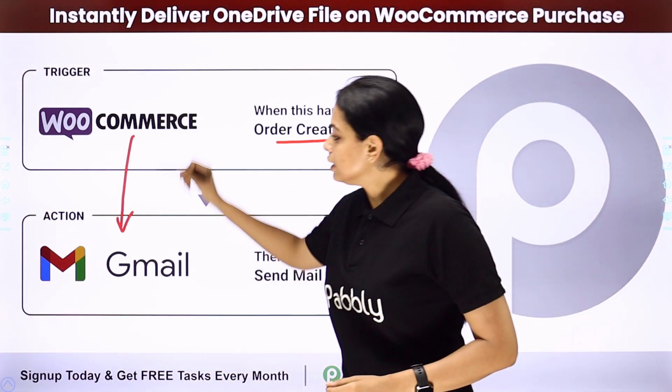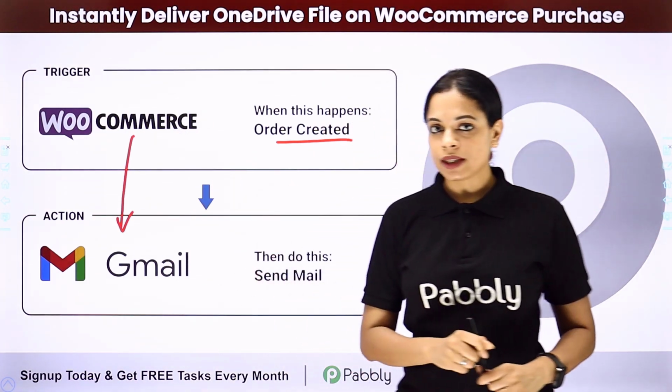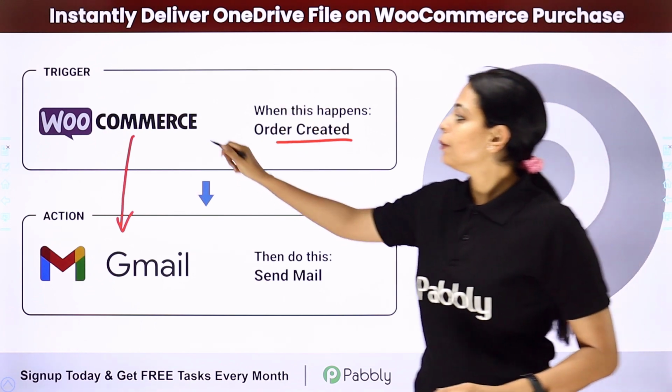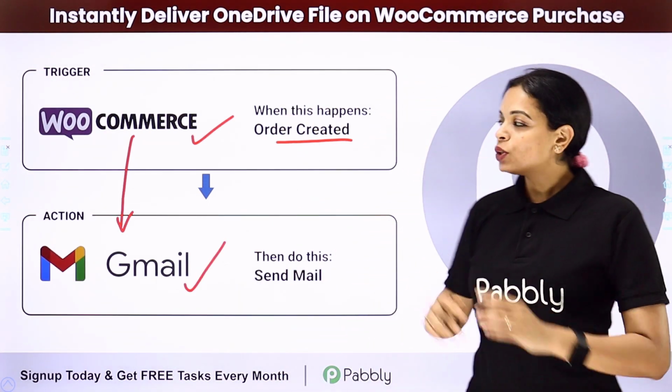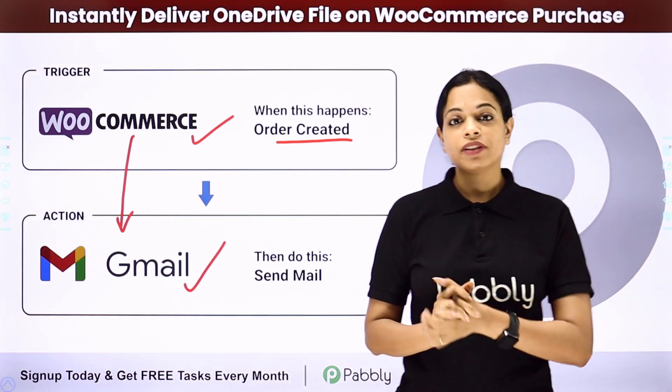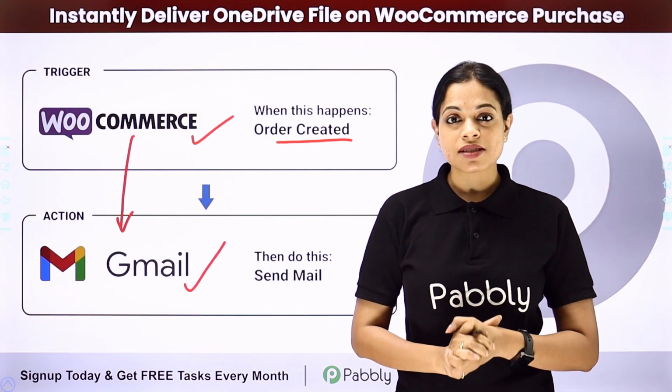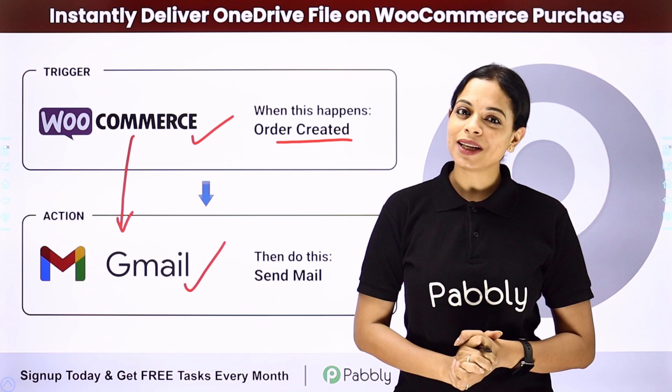So now, integrate these two applications using Pabbly Connect software, where your trigger application will be WooCommerce and your action application will be Gmail. So, how can you do this yourself? Integrate and automate this entire process. To understand that, let me take you to my screen.